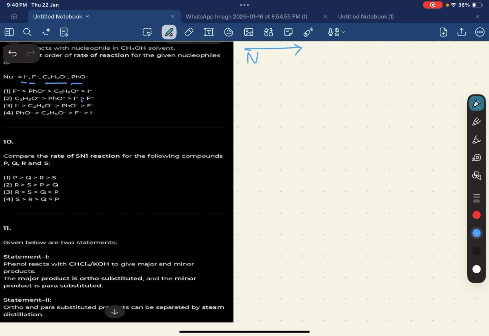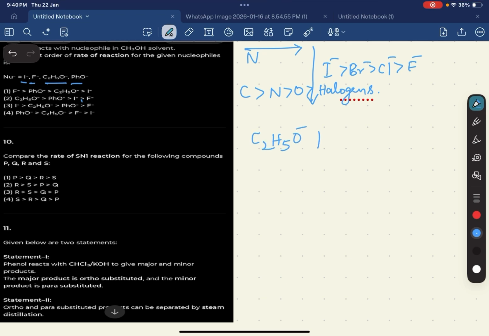decreases from left to right in polar protic solvent, and increases from top to bottom, which means I minus greater than Br minus greater than Cl minus greater than F minus. Accordingly, carbon onwards, if you take carbon compounds greater than nitrogen, oxygen and halogens. So based on this logic, we can see what is the answer. In this case, C2H5O minus and PhO minus. Here why they given CH3OH, it is polar protic solvent.